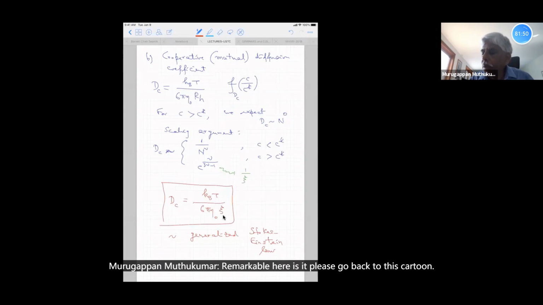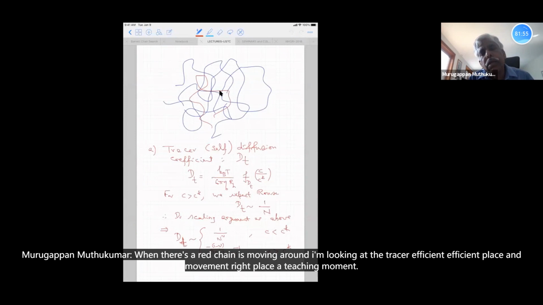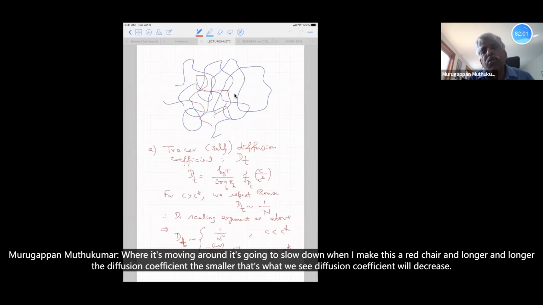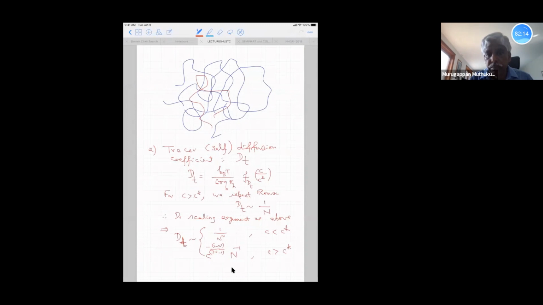And what is remarkable here is this. Please go back to this cartoon. When this red chain is moving around, I'm looking at the tracer diffusion coefficient, tracer chain movement, right? When it's moving around, it's going to be slowed down. When I make this red chain longer and longer, the diffusion coefficient will be smaller. That's what we see. Diffusion coefficient will decrease when I increase n, because 1 over n.